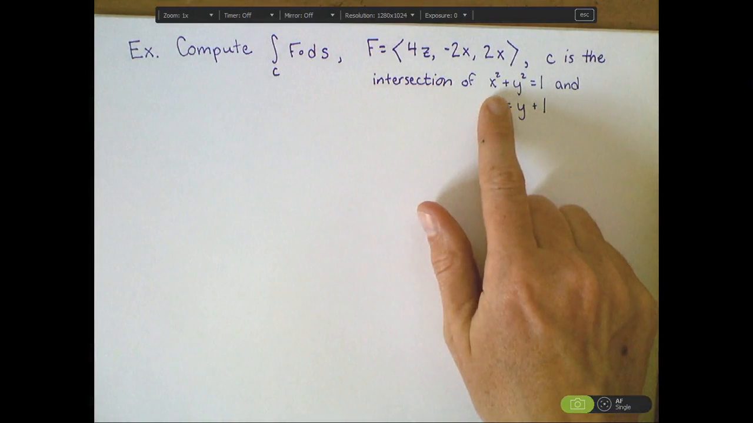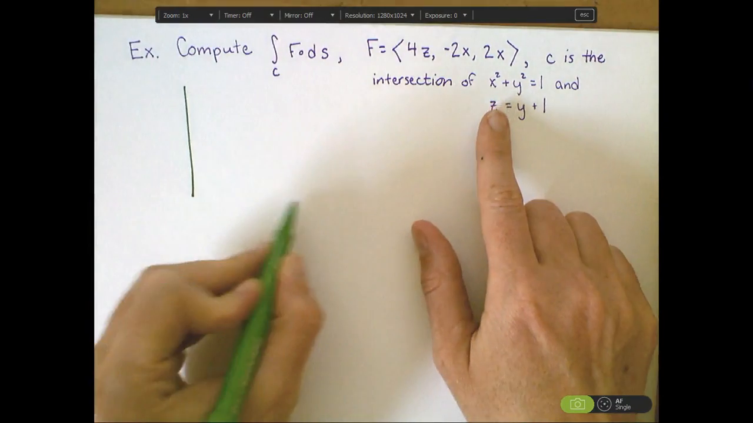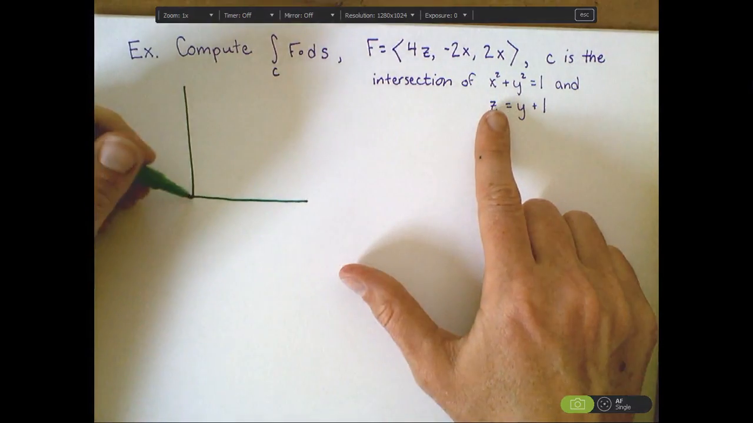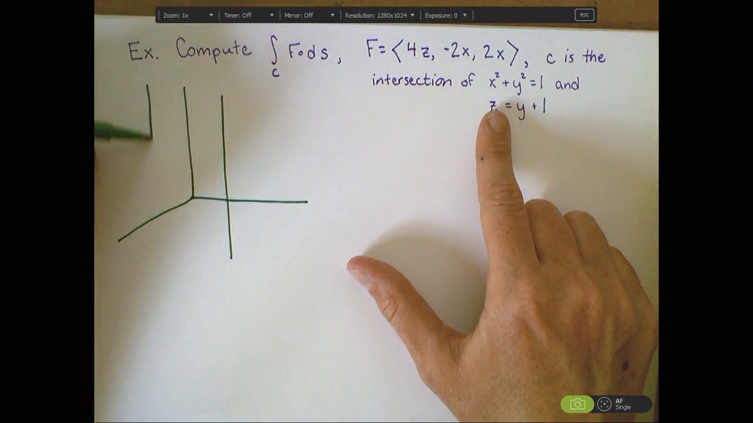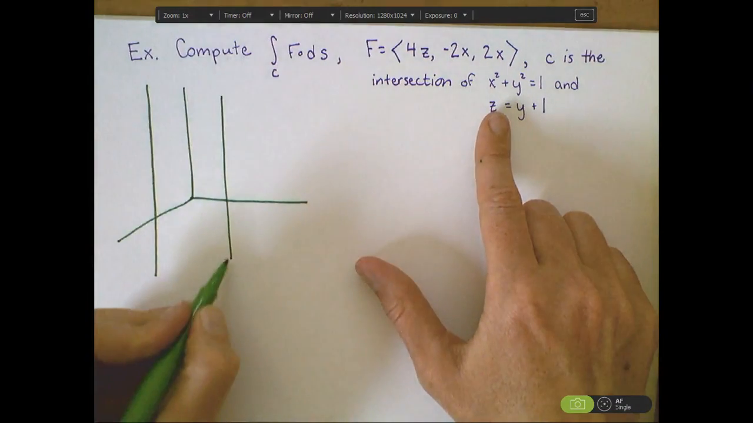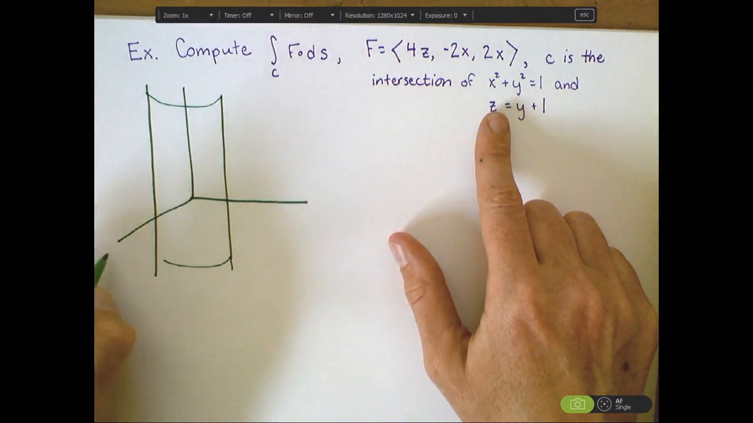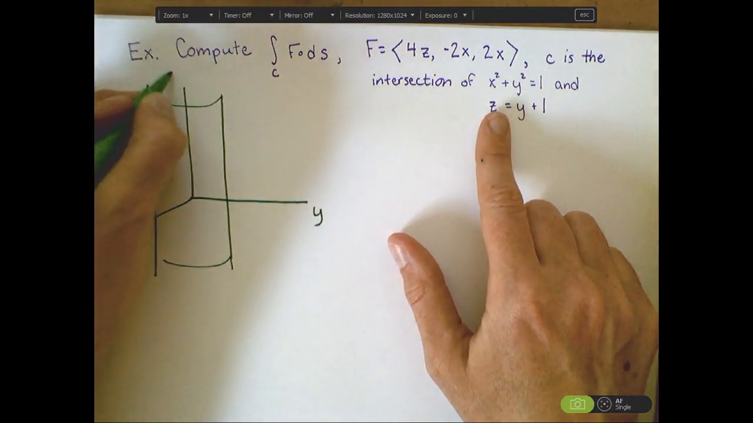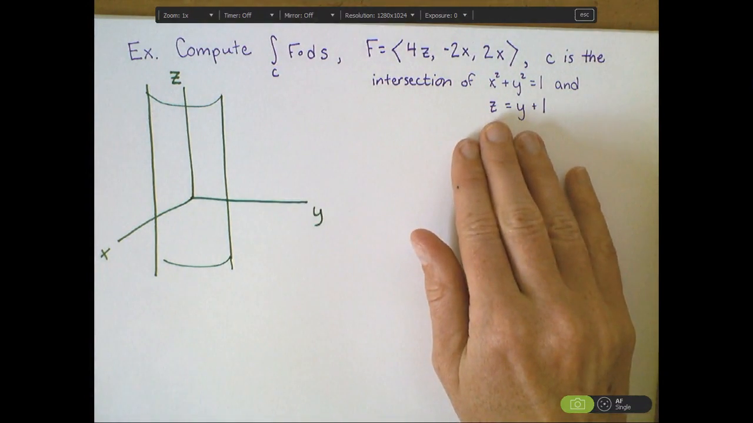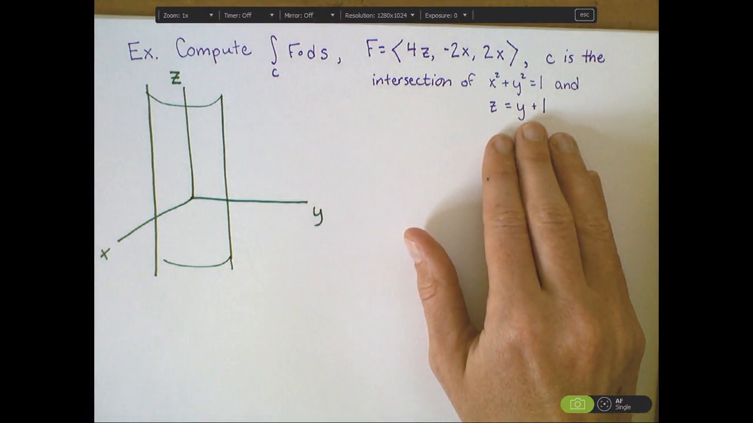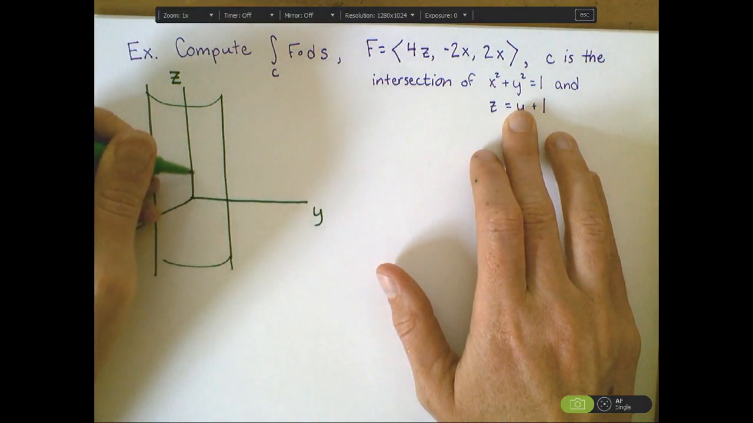So what is this cylinder? The cylinder x squared plus y squared equals 1. Z is unrestricted. It's going to be a cylinder of radius 1, and the xy plane is where the circular portion lives. So this is my x, my y, my z. The plane z equals y plus 1 means that when y equals 0, z equals 1.